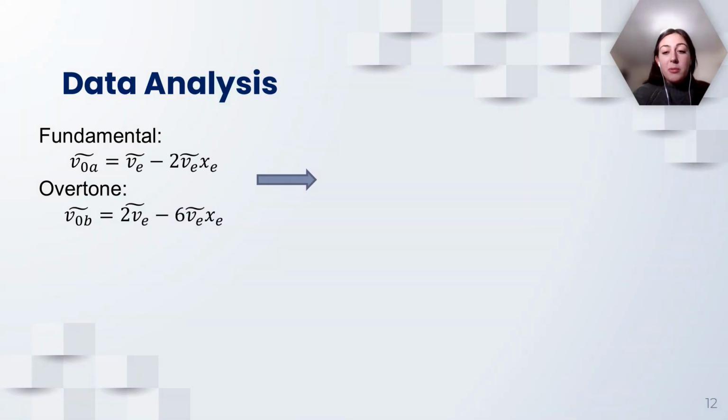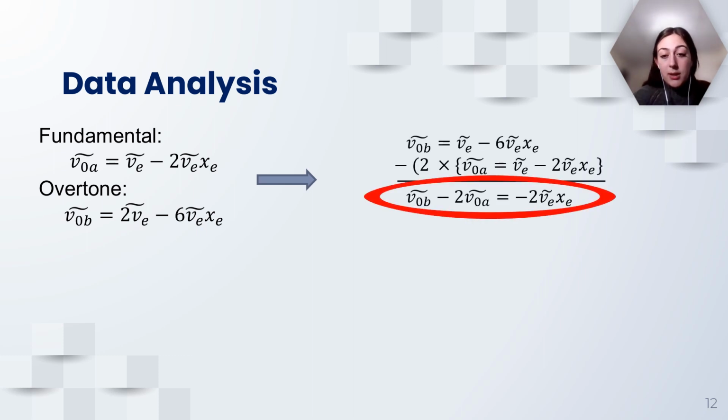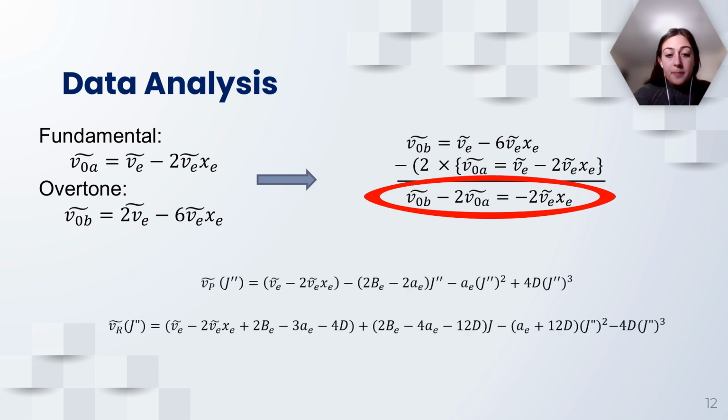Further data analysis was performed to solve for more molecular constants, such as the anharmonicity and the harmonic frequency. So using V sub 0A, which is energy for the fundamental transitions, and V sub 0B, which is energy for the overtone transitions, these two equations were used to solve a system of equations to solve for the anharmonicity constant.